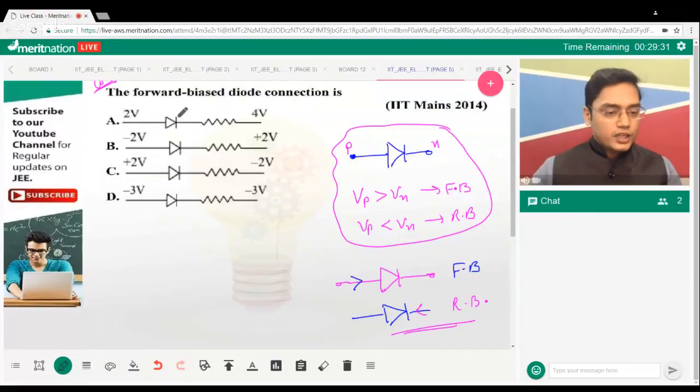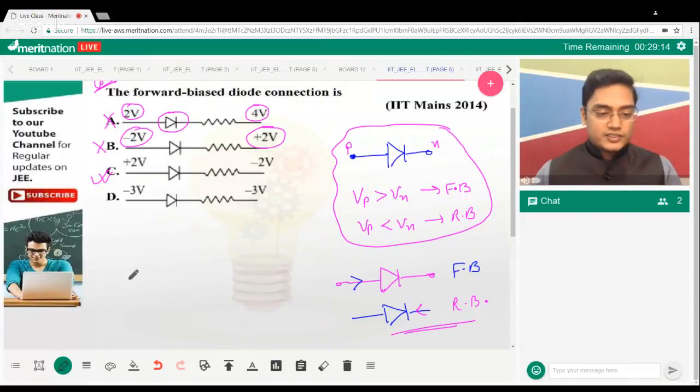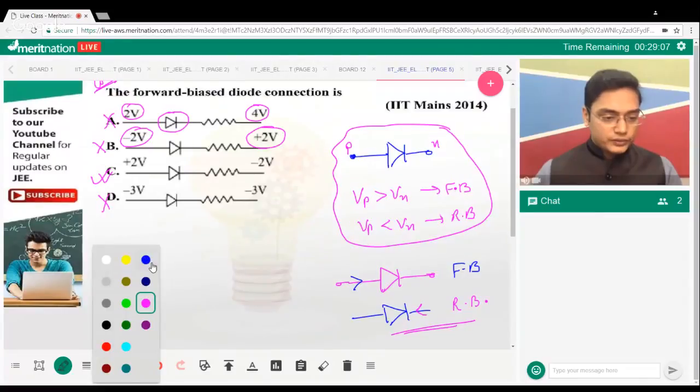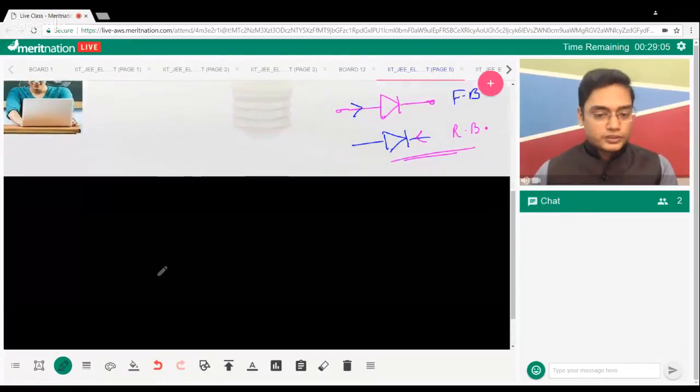Now, based on all these properties, you can check here. So clearly this is a diode. Here P voltage is less than N voltage, so it cannot be the answer. If you see option B, minus 2 and plus 2, here again plus 2 is having a higher value than minus 2. So B cannot be the answer. C, yes, C is the correct answer. And D, obviously D cannot be the answer. Now just tell me one more question. Yes, so option C is the correct answer.